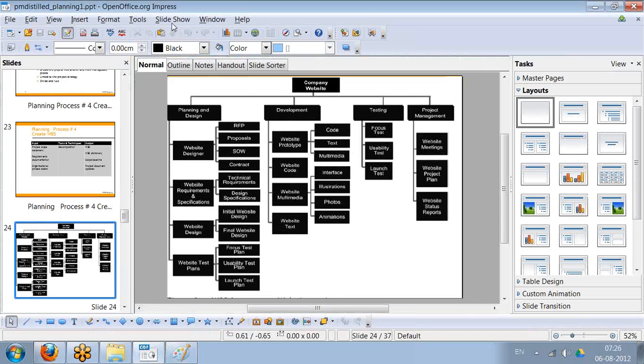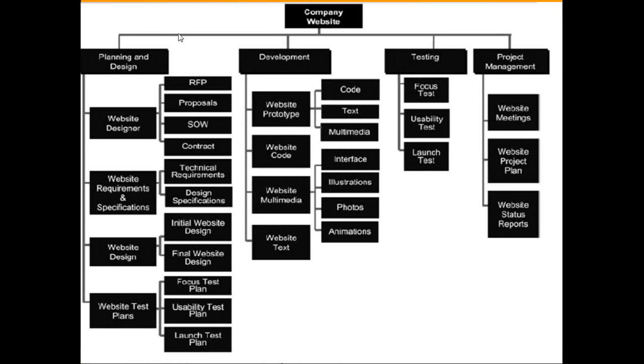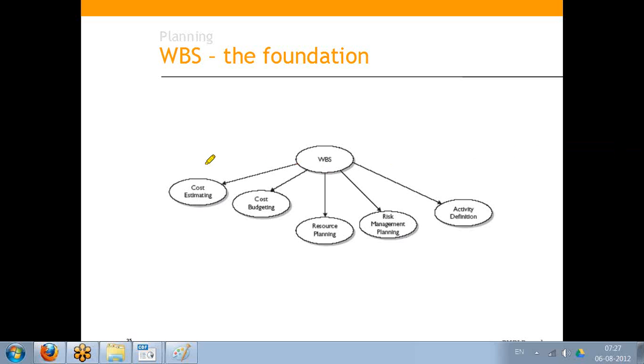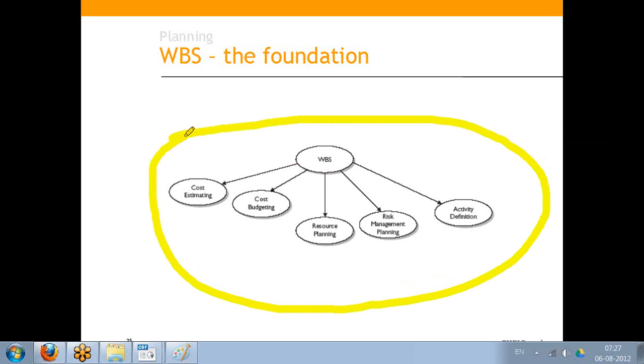So let's go back to the slide. So WBS, I hope you have understood it. And once the WBS is done, that is the basis for your subsequent work. You do your cost estimation based on the WBS, cost budgeting, resource planning, risk management planning, activity definition. Everything revolves around this WBS.